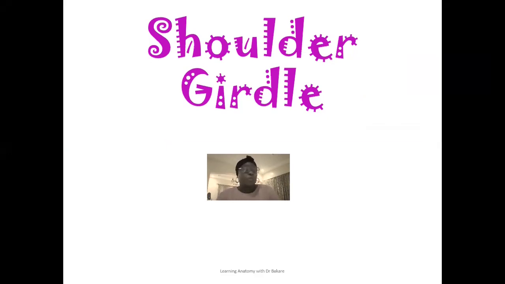In this lecture, we would be looking at the shoulder girdle. We would be looking at the structural components of the shoulder girdle, highlighting the different types of joints that we have within this space, and also the ligaments that help to reinforce these joints.